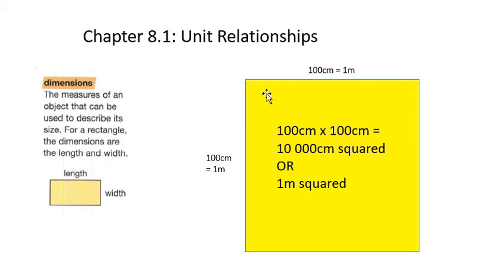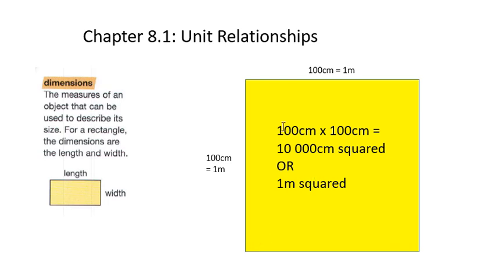So I have a square right here. I made a square and I have called it 100 centimeters by 100 centimeters. However, we know that another way of saying 100 centimeters is 1 meter. So not only can I call this a 100 centimeter by 100 centimeter square, using the dimensions of length and width, I can also call it 1 meter by 1 meter. They're both equivalent. They mean the same thing, or they have equal value.